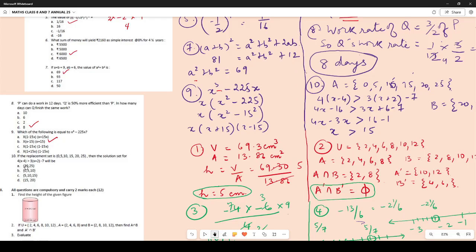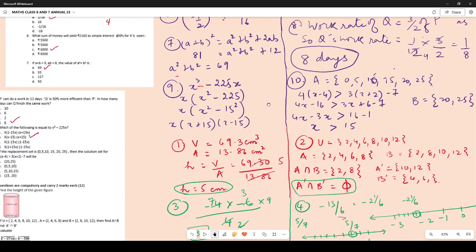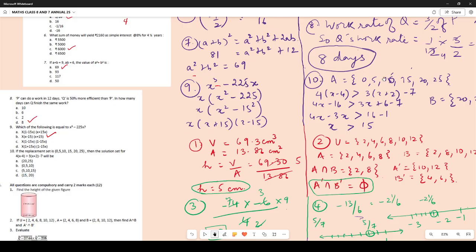Now let us move on to question number 10. So what does question number 10 say? Question number 10 says, if the replacement set is 0, 5, 10, 15, 20, 25, you have to find the solution set for this inequation. So what do you get over here? 4 into x minus 4 is greater than 3 into x plus 2 minus 7.